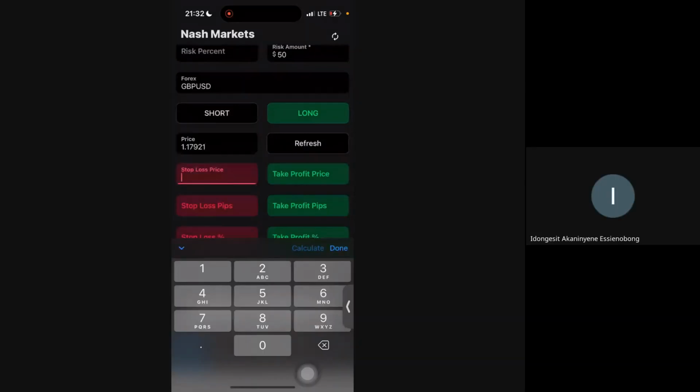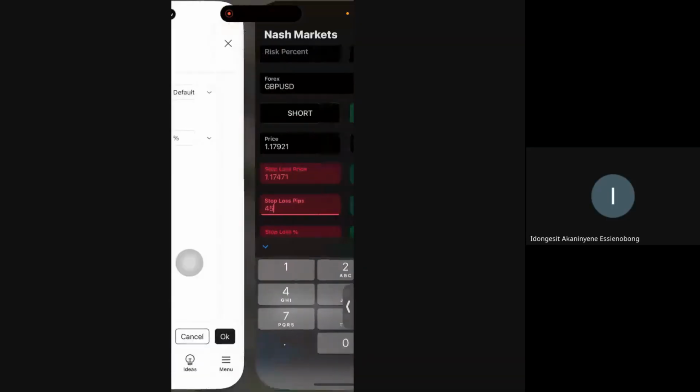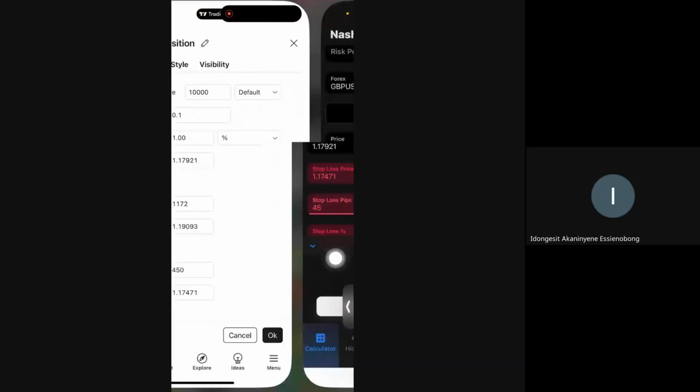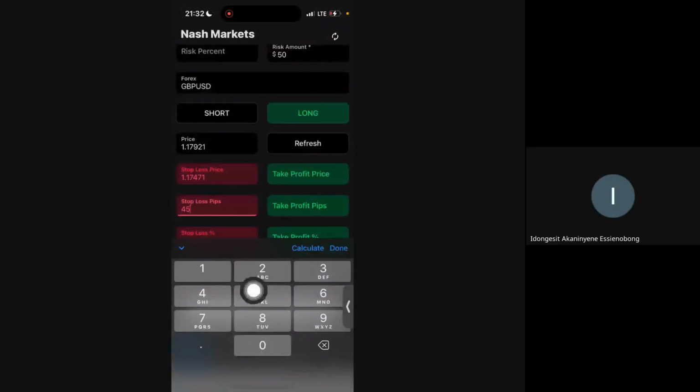I made mention of something. If you want to input, sometimes it may be having errors, especially on Android. Just input your stop loss pips here, 45. And the digit will give you exactly the same thing here. You can see we have 1747.1 here, and we have it here too, 1747.1, because we have our entry correct and we have our stop loss pips correct.